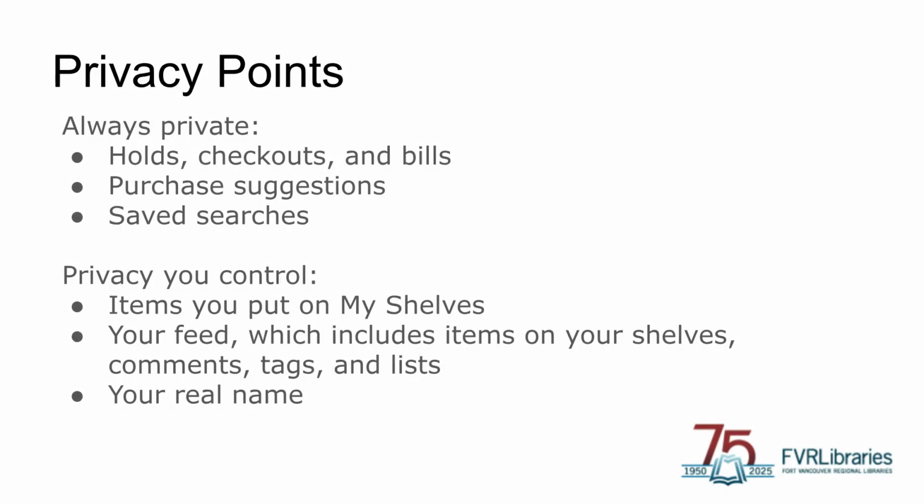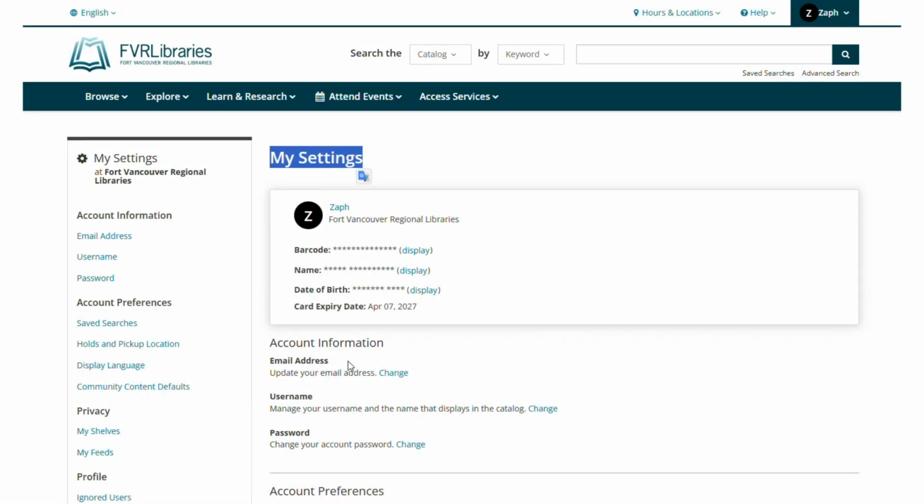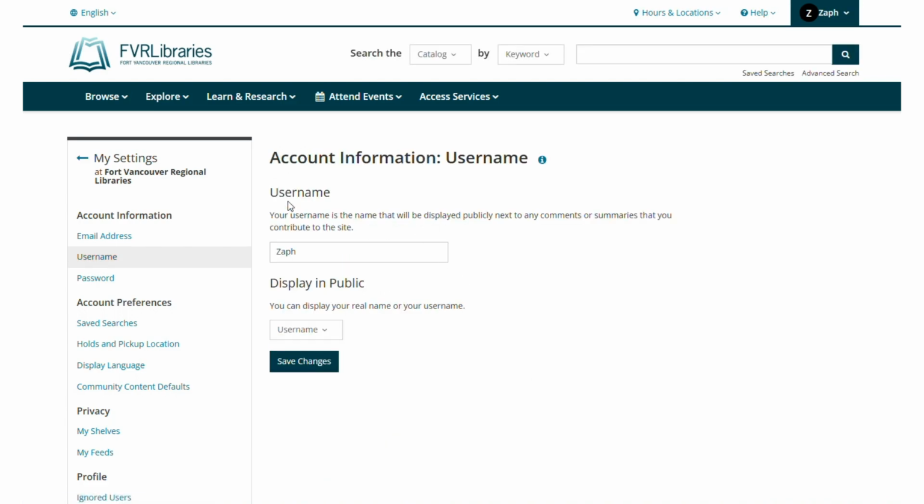Don't worry, your holds, checkouts, and bills remain private and are not included in your recent activity feed. Same for any purchase suggestions or saved searches. You may choose to share My Shelves and Activity feed, but none of your contributed content is stored in such a way that it can be matched with your real name unless you display it. And here's how you can do that in My Settings. Just please don't, for your own privacy. I'm only showing you how, because this is also where you can change your username.